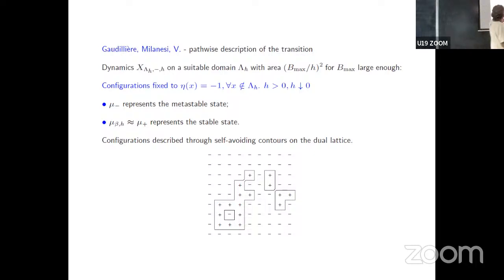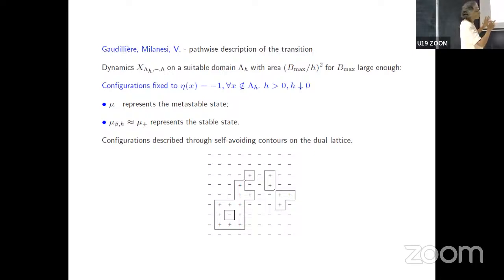We take a volume which grows like a volume. I say volume because of my habit, but it's area because we are in the plane. It's like a region of size 1 over h, but it's not a square. We take it as a Wulff shape of this area.